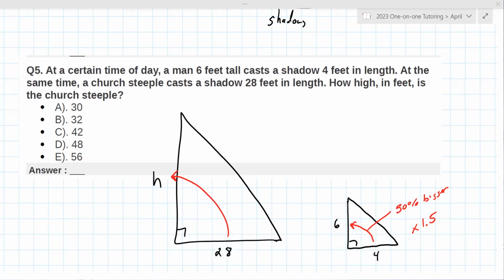So let me see if I can find a couple here. Let's see here, solve similar triangles, worksheet. Okay, here we go.